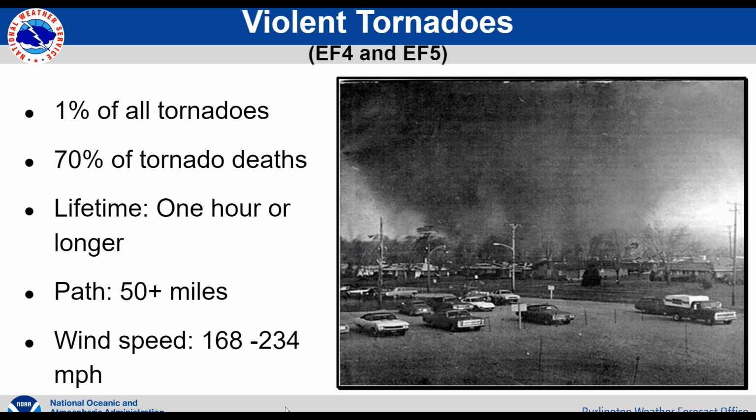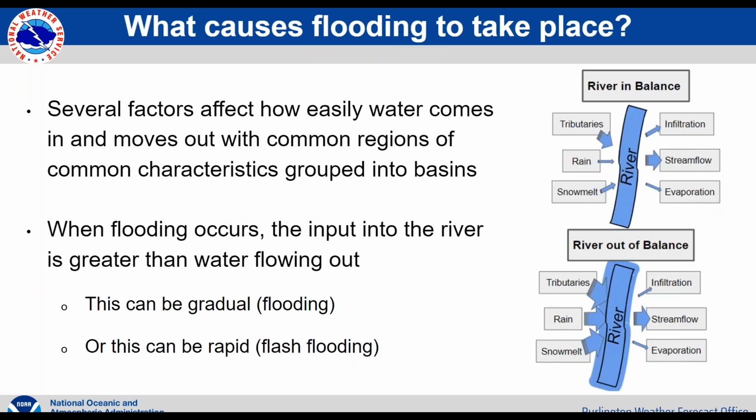And then the violent ones. I think earlier I said EF3 or greater, but I'll make a correction here. Just EF4s and 5s are considered violent tornadoes. These are 1% of all tornadoes and make up 70% of tornado deaths. Unfortunately, because the environment that creates them is usually very favorable, they also tend to be the ones that last the longest and can have paths in excess of 50 miles. Wind speeds of greater than 168 to 234 miles per hour will rip almost anything from their foundations. So with that, these are extremely destructive and life-threatening. And I think we can count ourselves fortunate in the North Country that we are unlikely to ever see anything like this.